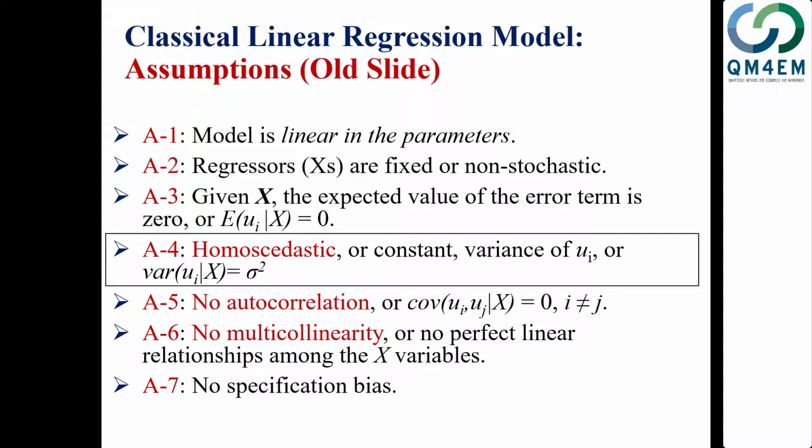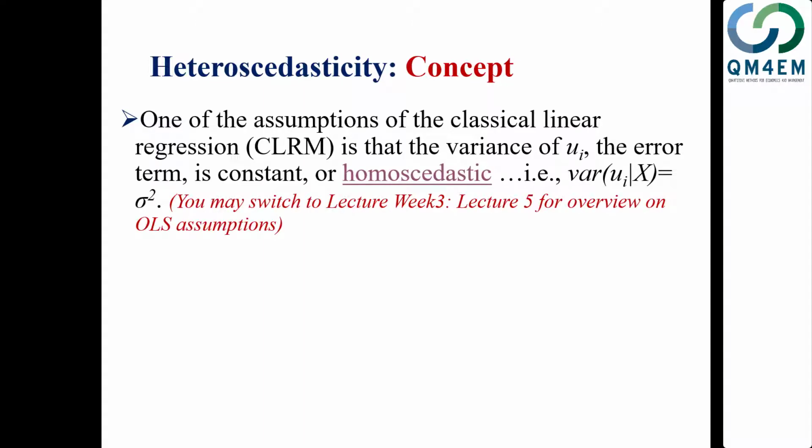Before proceeding further, let me revise the concept of heteroscedasticity. We did discuss this concept briefly when we were discussing the assumptions of the ordinary least squares method. However, I will quickly review this concept again. One of the assumptions of the classical linear regression model was that the variance of the error term is constant, or homoscedastic. If you have issues with understanding the basic OLS assumptions, I recommend you switch to week 3, lecture 5. That may give you an overview.